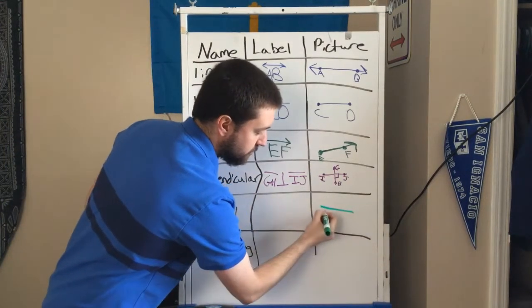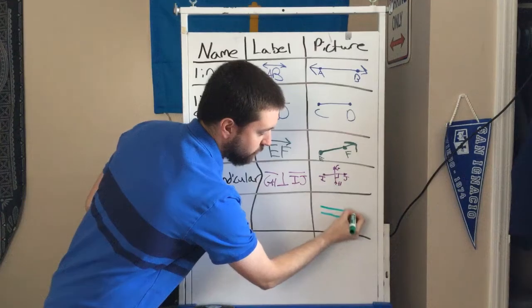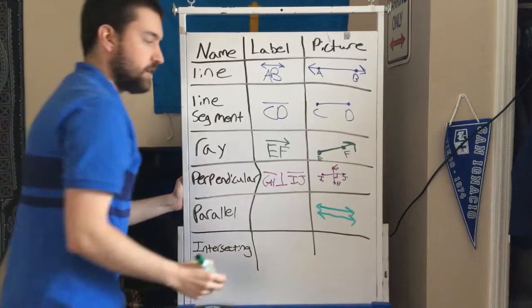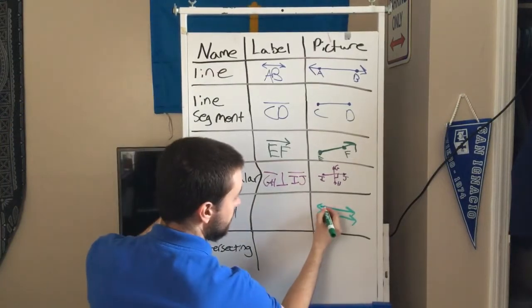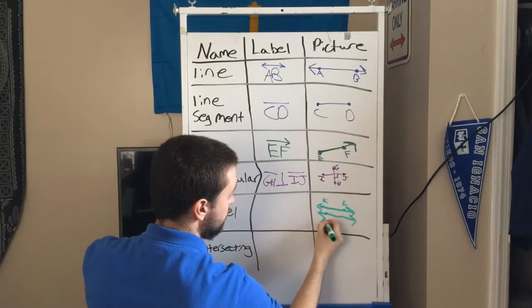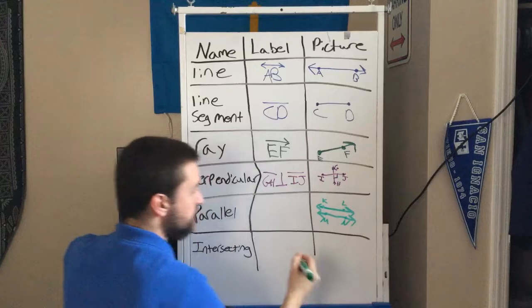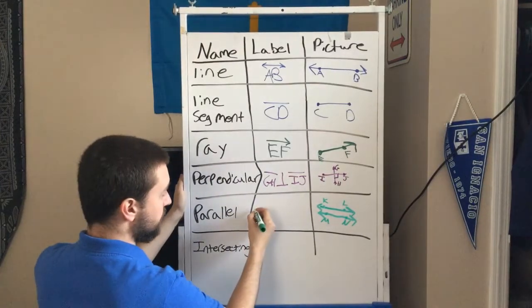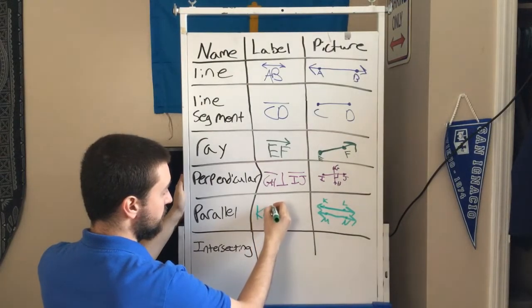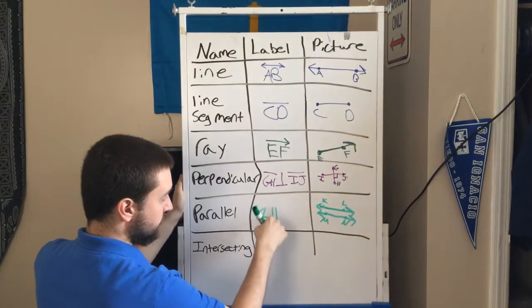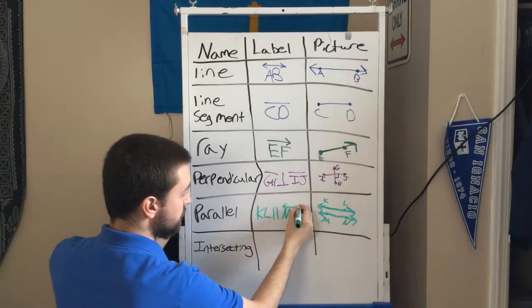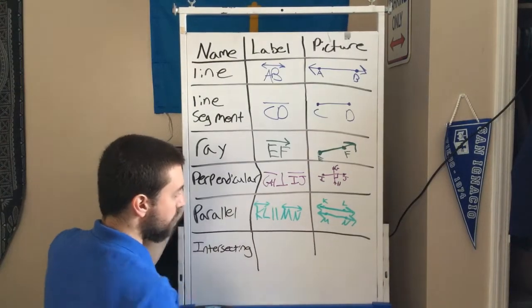Parallel lines will go on forever and ever and never touch. And give these some points here: J, K, L, M, N. And this is actually written very similarly to the perpendicular lines, except this time we have this double L in the middle here. And that tells us that those lines are parallel.